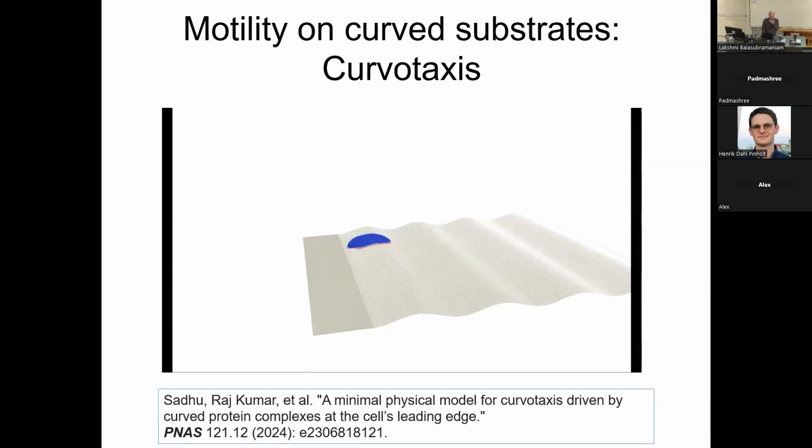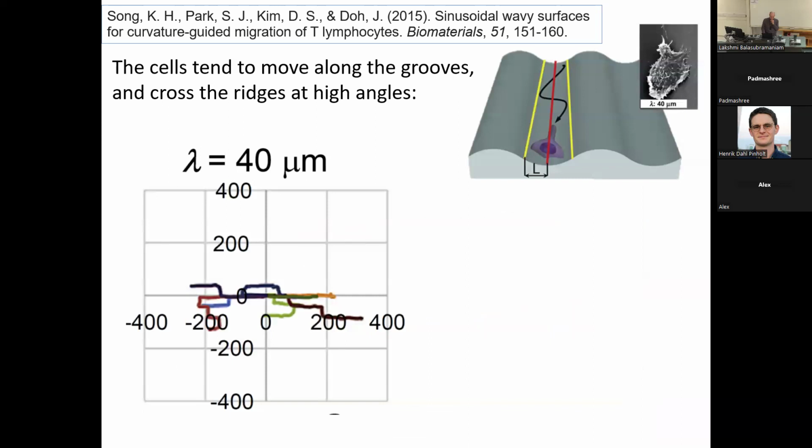And this is a paper which came out just 2 months ago, I think, 3 months ago. Yeah. And I'll show you the results. So we came across this paper from a group in South Korea, where they looked at cells moving on a sinusoidal surface. So we said, sinusoidal surface is interesting. Let's look at sinusoidal surface. Maybe our object will survive a sinusoidal surface. And you see what they found.